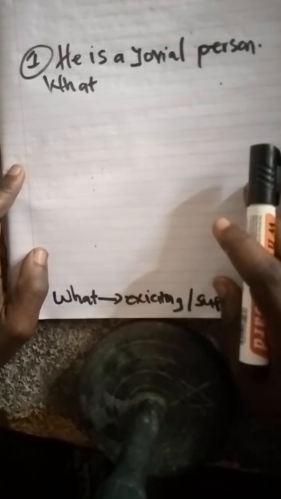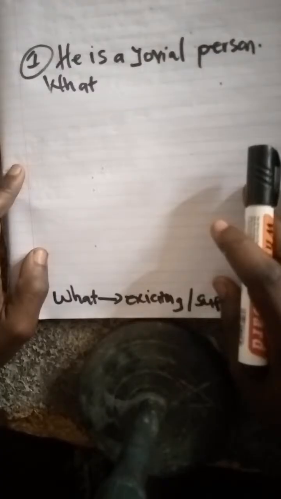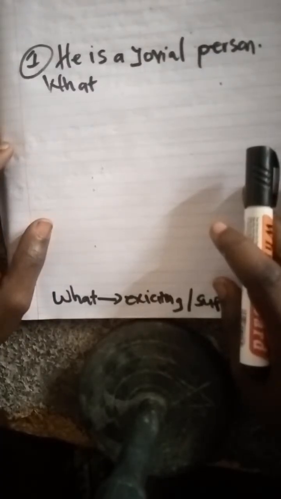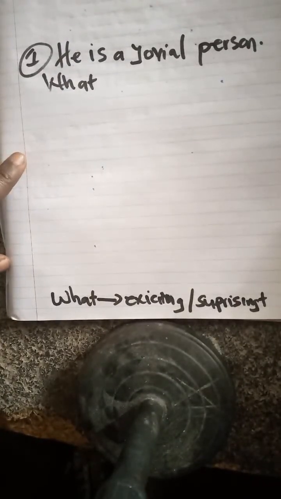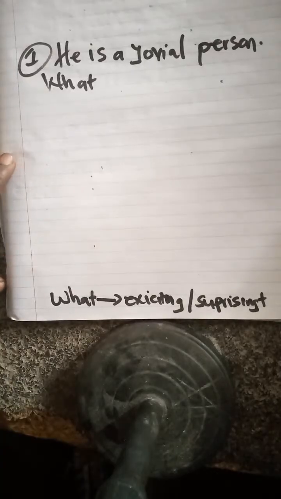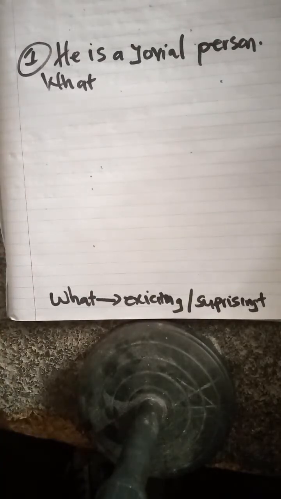Okay, you have just left out one thing. Kenneth, you have just left out one word, just one word. You have written what a jovial person is. Are you sure? Check. I'm waiting for you so that we do the last one, then we call it a special afternoon.